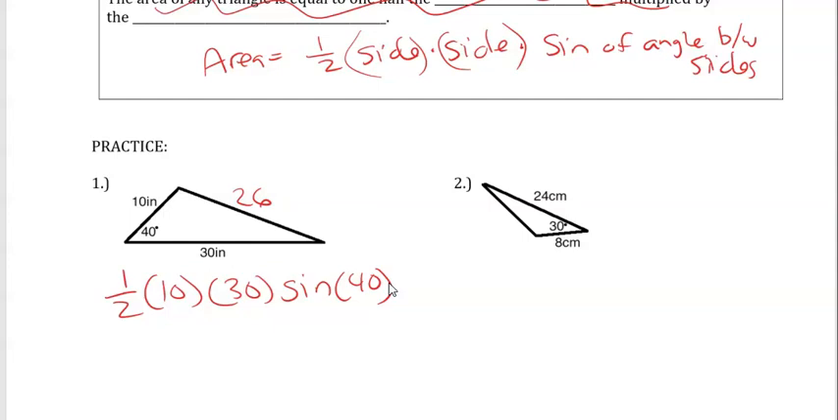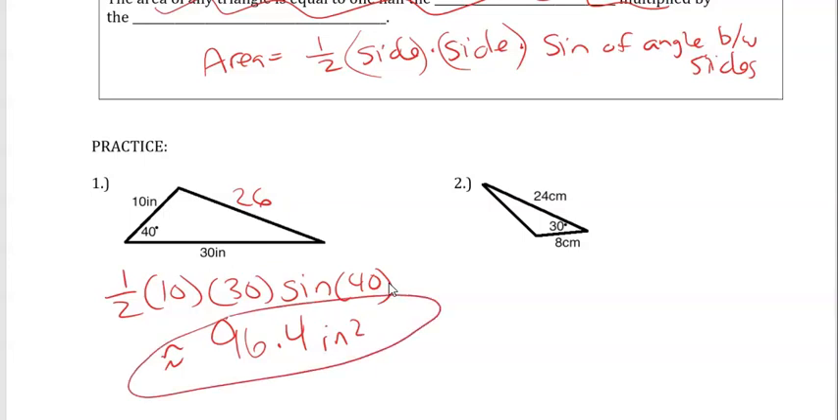And now you just pop that in your calculator. You can use 0.5 instead of 1/2. 0.5 times 10 times 30 times sine of 40. And that gives you 96.4 approximately inches squared. Does anybody have any questions?